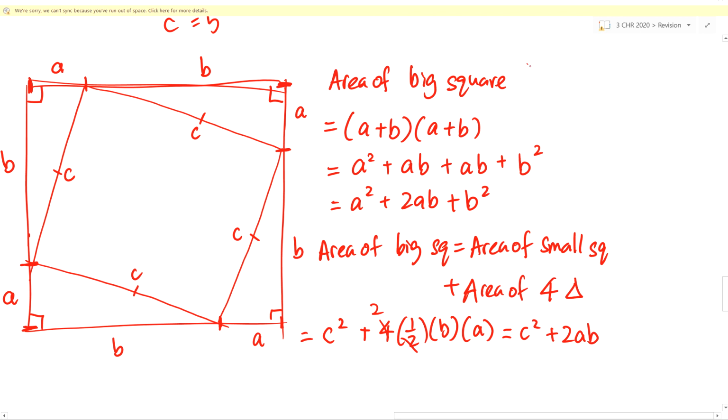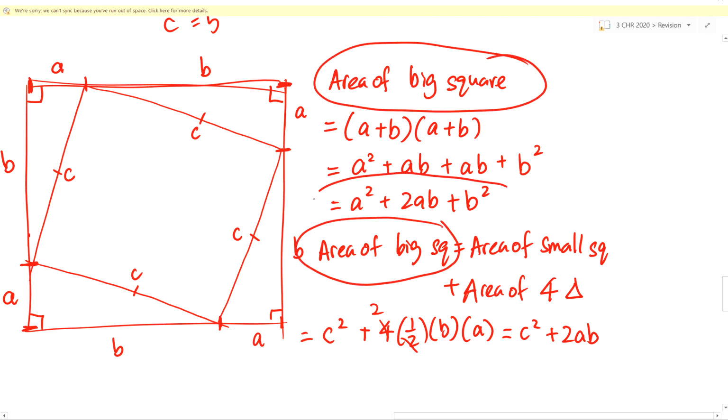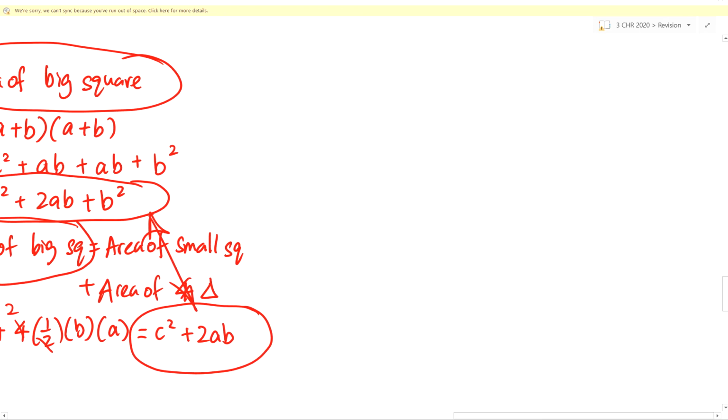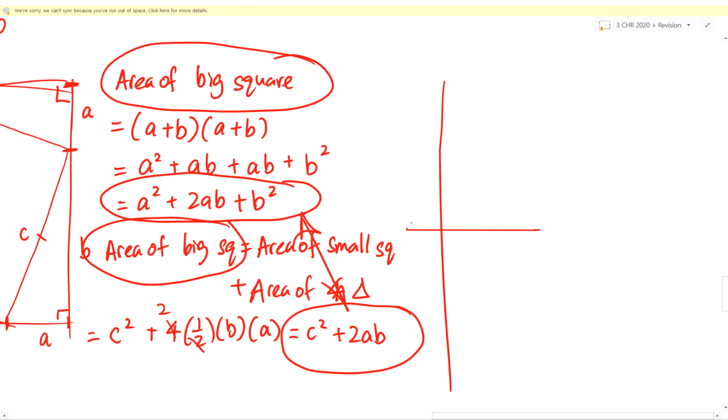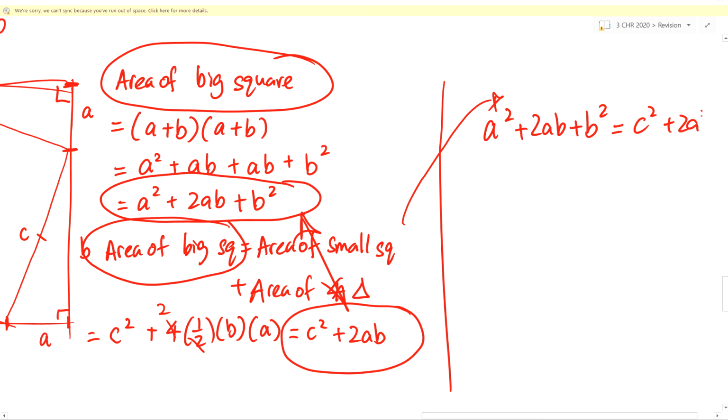So the area of the big square is A squared plus 2AB plus B squared, which is the same as C squared plus 2AB. These two are the same because they are both areas of the big square. Well, what can we do with that? Let's put them together. A squared plus 2AB plus B squared is equal to C squared plus 2AB, because these two are the areas of the big square.